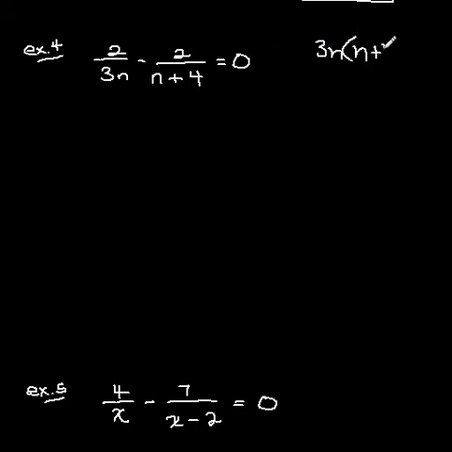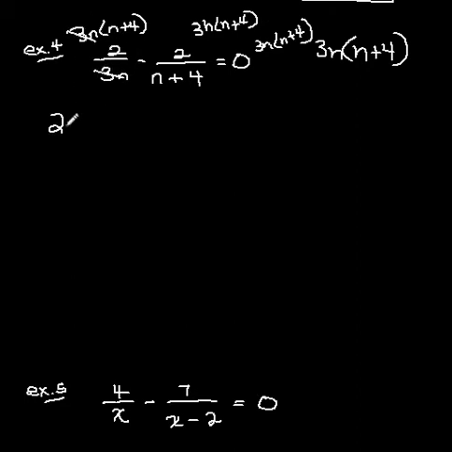3n times n plus 4 is our lowest common denominator. I'm going to multiply everything by that. So 3n times n plus 4, 3n times n plus 4, and 3n times n plus 4. The 3 n's cross out. Now distribute the 2. 2n plus 8 minus 6n squared.